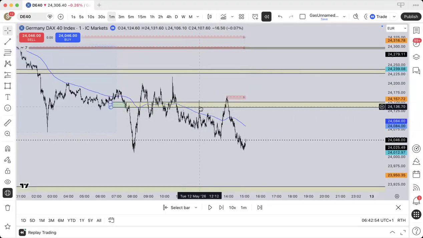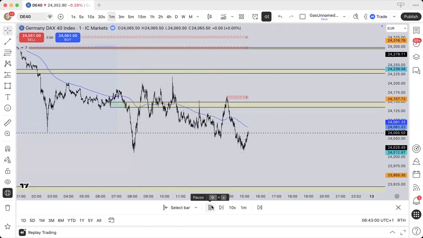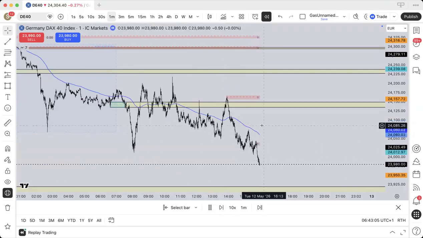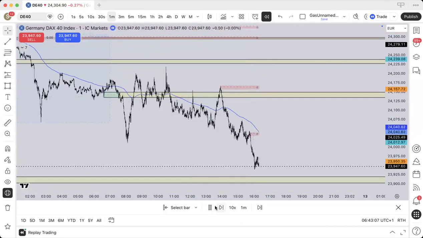So same again, we've broken through. We've got a change of character. We haven't really broken structure here yet. So ideally, that's what we want to see, a break of structure. Right, so now we've just broken structure. So we'll be looking for a retest here.